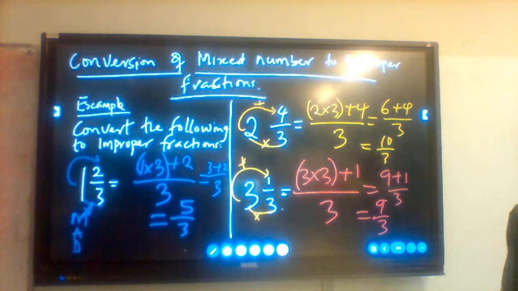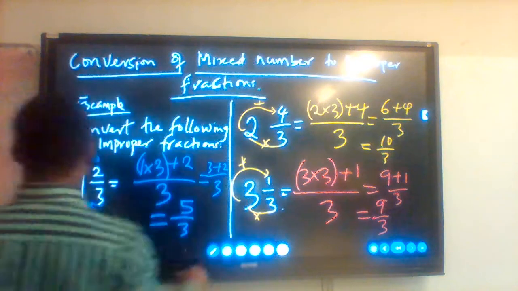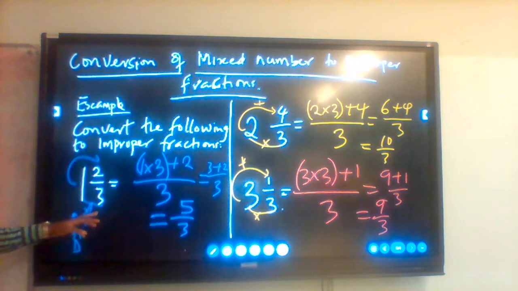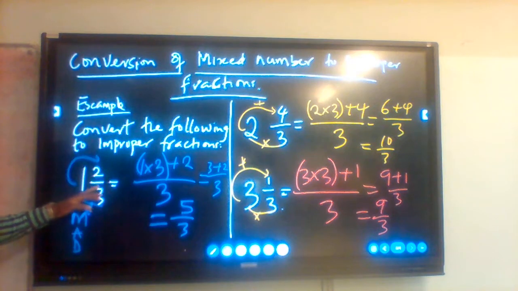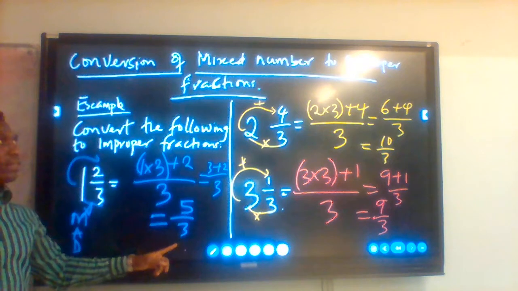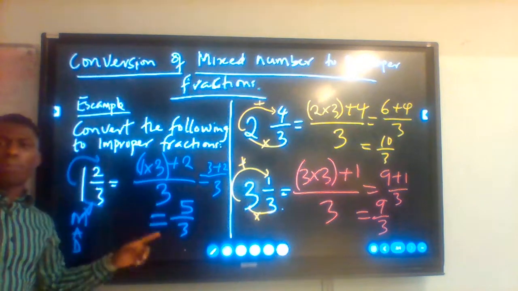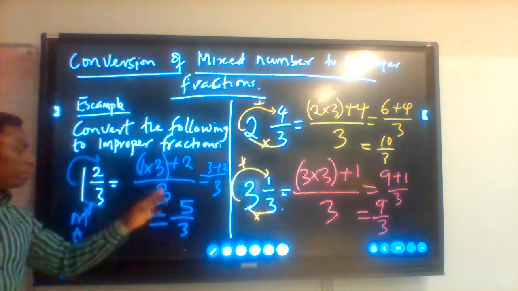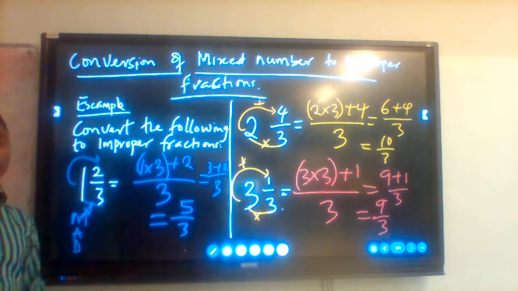For this part, we've talked about 1 times 3, which is 3, plus 2, which is 5 over 3. We see that 5 is greater than 3, and that gives us an improper fraction. Big man sitting on a small board.